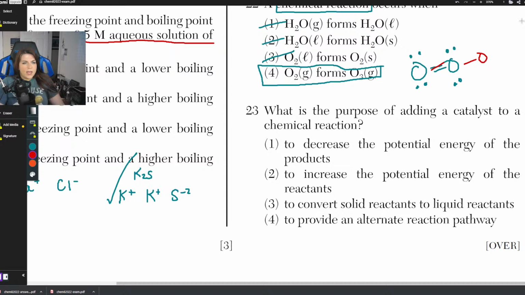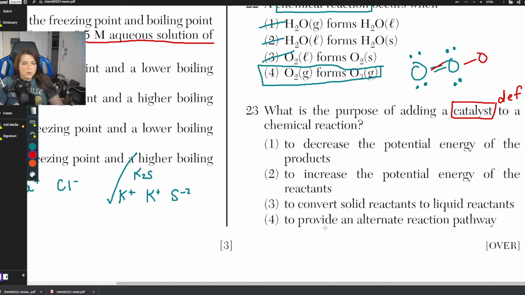23, what is the purpose of adding a catalyst to a chemical reaction? This is more or less related to the definition of a catalyst. Notice how we've done no math. It's part A. There's no math in part A, which we all love. Okay, so definition of a catalyst. Catalysts are going to make it easier for reactions to happen because they give the reaction a shortcut. And in doing that, they are going to decrease the amount of energy needed. Which is why answer choice 1 is kind of sketchy.